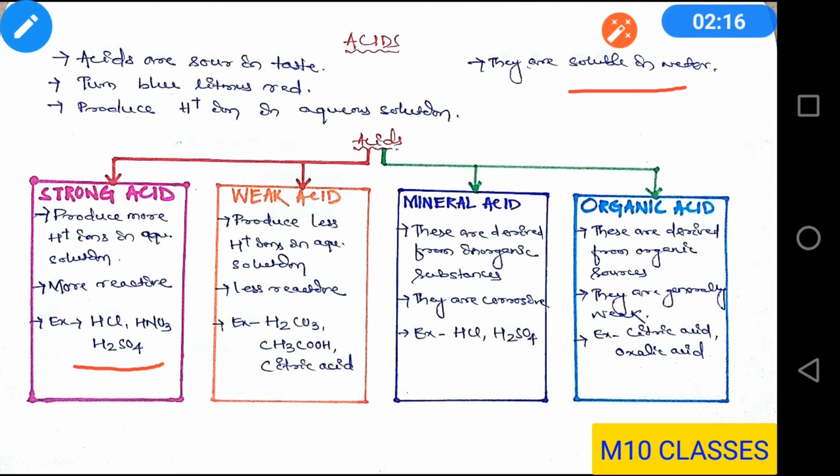And these mineral acids are also known as inorganic acids, as they are derived from inorganic substances and they are very much corrosive. For example, your HCl and H2SO4, that is your hydrochloric acid and sulfuric acid. Organic acids, they are derived from organic sources and they are generally weak. For example, citric acid, oxalic acid, tartaric acid.